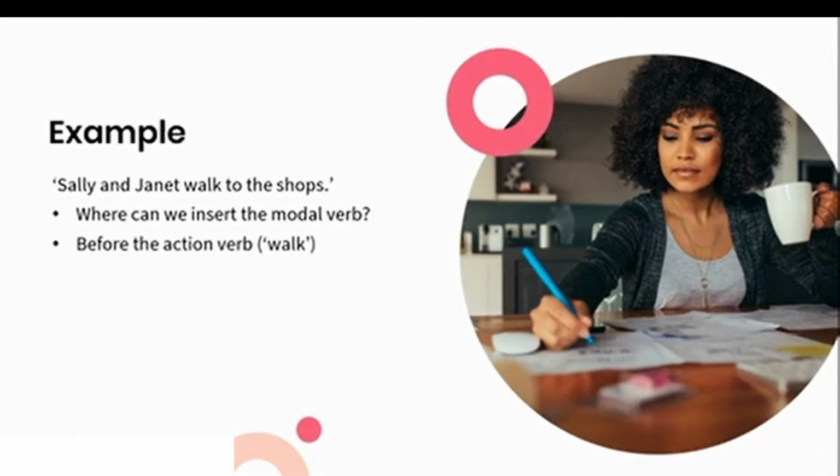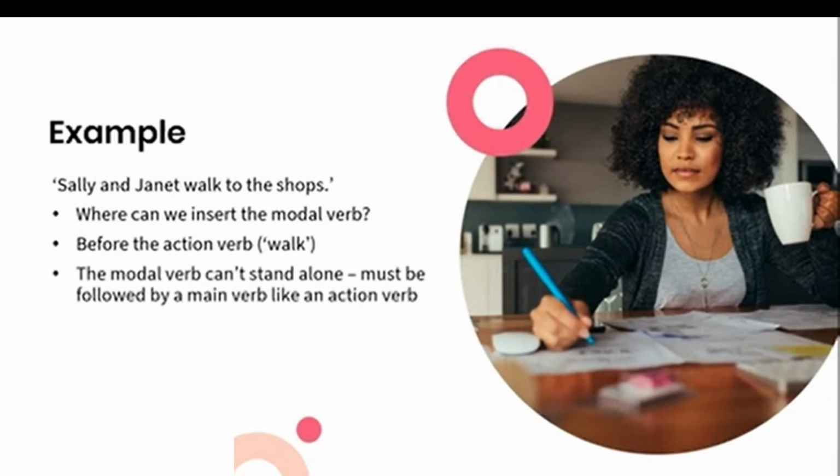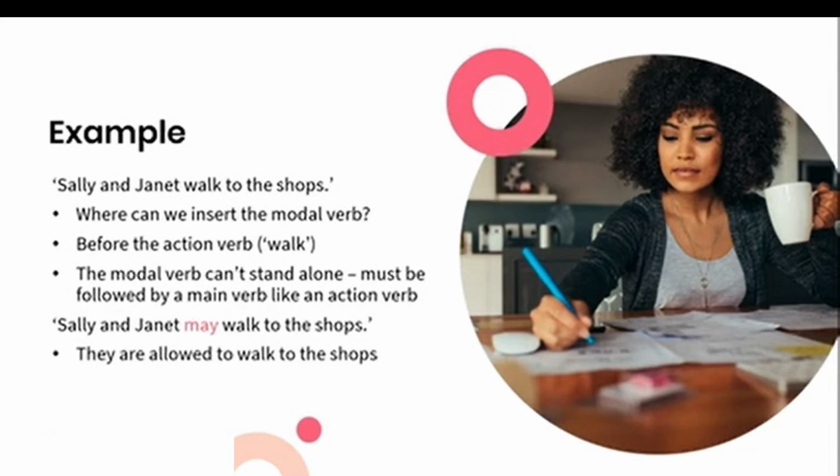Remember, the modal verb cannot stand alone and needs to be followed by a main verb. So, let's insert the permission-giving modal verb may into the sentence. Sally and Janet may walk to the shops. Now that we've added this modal verb, may, it's clear that Sally and Janet are allowed to walk to the shops. They have been given permission.